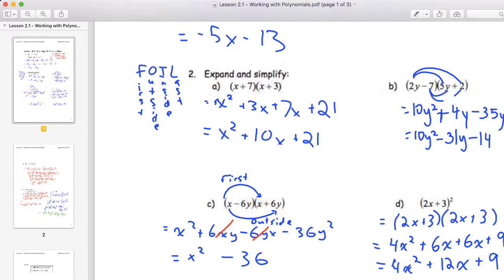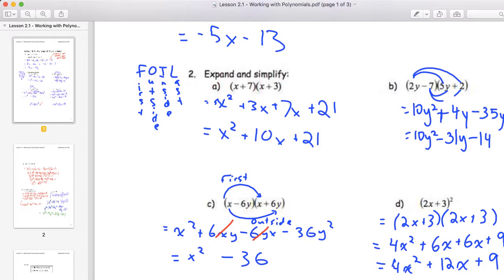So I do x times x, and that equals x squared. Afterwards, I do my outside terms. So I do x times 3, because they're both on the outside there. So I have x times 3, which makes 3x. Then I move on to my inside terms. So I have 7 times x. 7 times x is 7x. And then I move on to my last terms. I have 7 times 3, which is 21. So I have x squared plus 3x plus 7x plus 21.